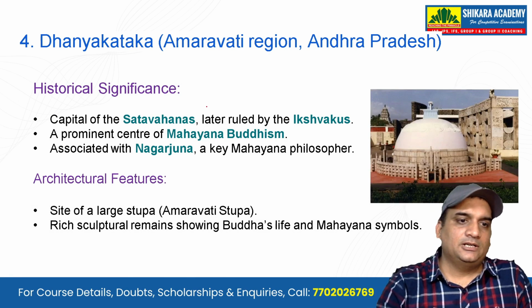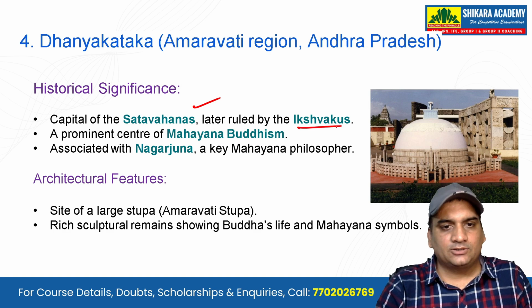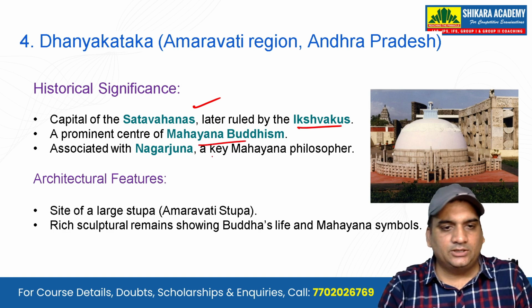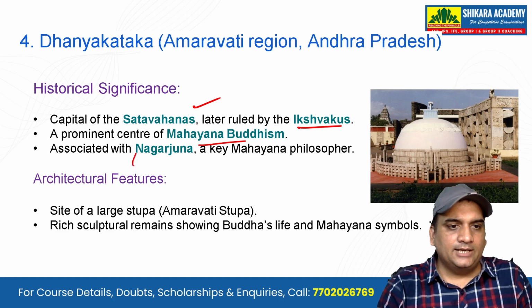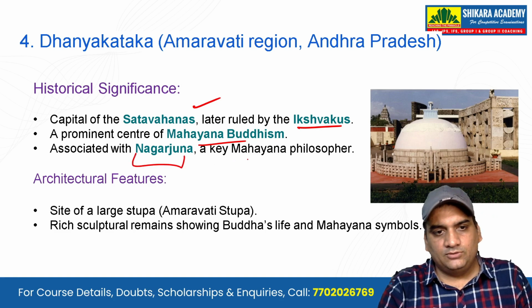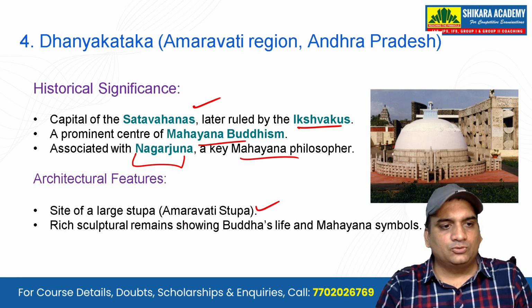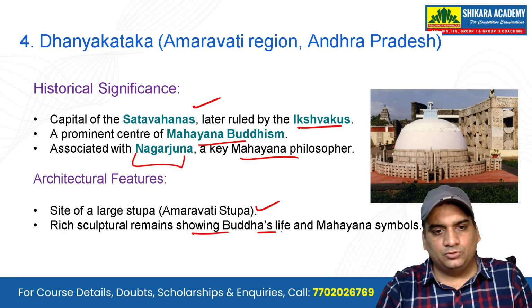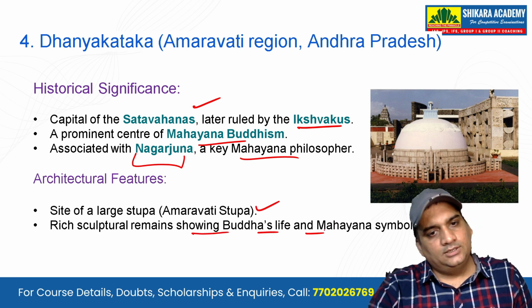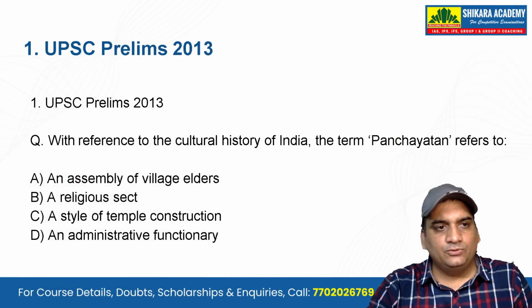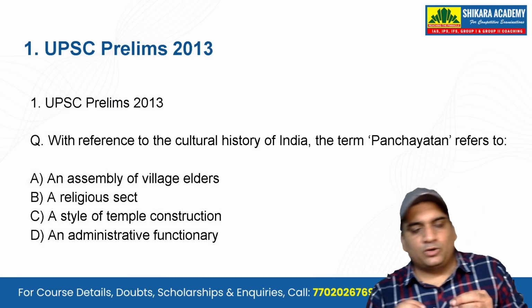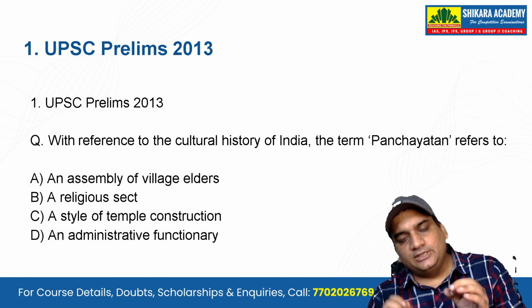Then we have Dhanyakataka in Amravati region in Andhra Pradesh. Capital of the Satavahanas, later ruled by the Ikshvakus. Prominent center of Mahayana Buddhism. Till now whatever we have seen is related to Mahayana Buddhism. Associated with Nagarjuna, a key Mahayana philosopher. Site of the last stupa, the Amravati Stupa, and rich sculpture remains showing Buddha's life and Mahayana symbols. So these were a few of the important pieces of information related to Buddhist art and architecture.